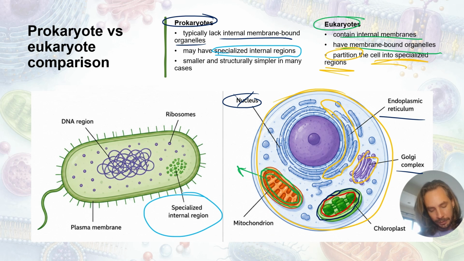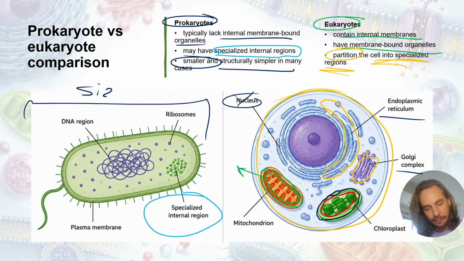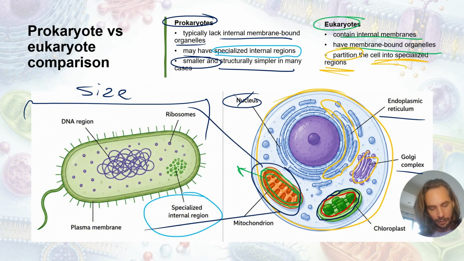Now, I know this picture might look a little misleading, but prokaryotes are generally much smaller and structurally very simple. If I look at the size of this prokaryote, it will be more or less the size of the mitochondria and the chloroplasts if I compare the sizes that way.